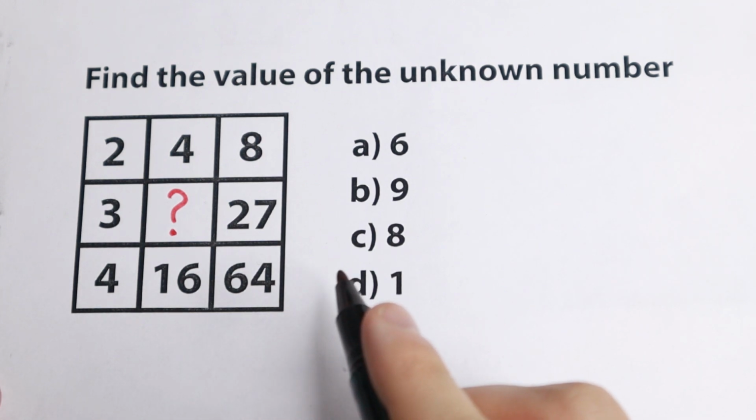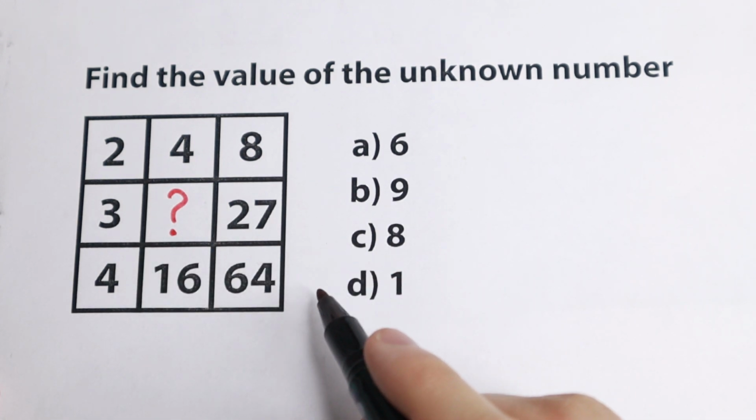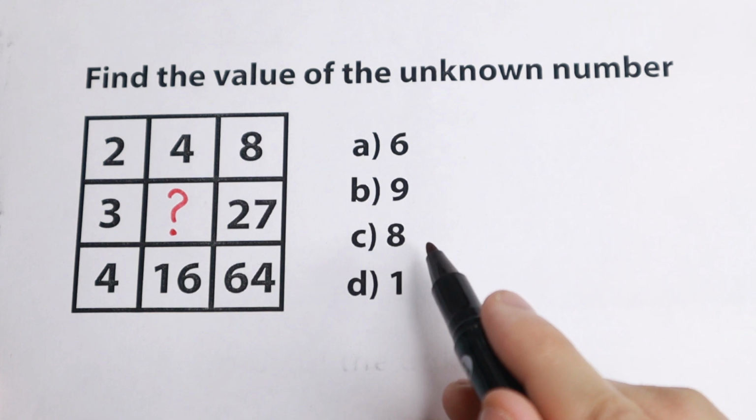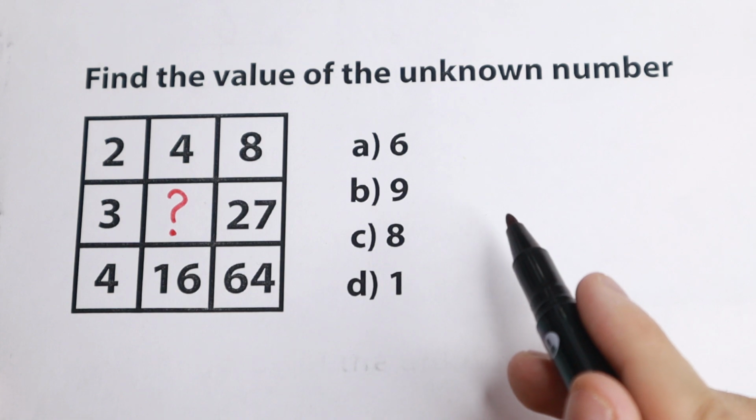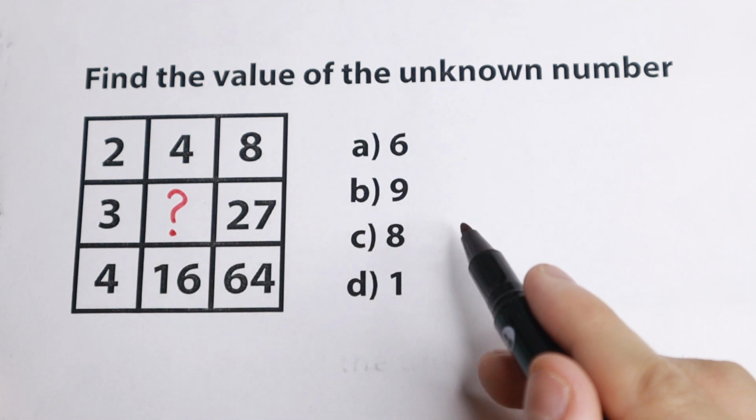We need to find the value of the unknown number. Right here in the middle we have an unknown number, and we need to find its value. Outside we have a lot of numbers, we have even and odd numbers, and we need to find our last number. How can you do this?